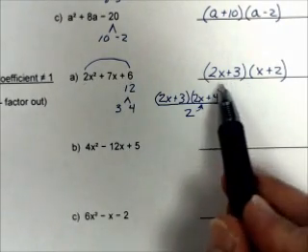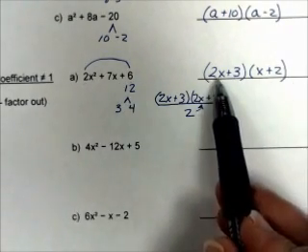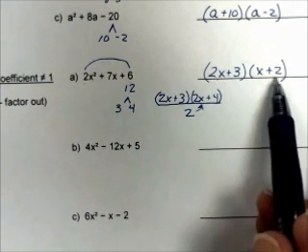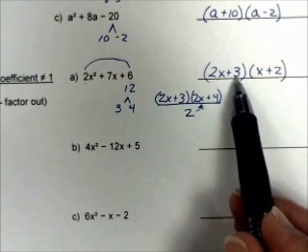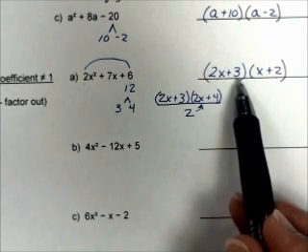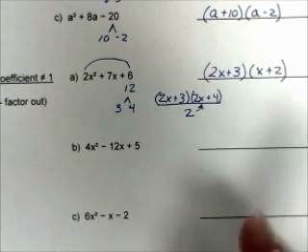Now to check it, we could simply FOIL. Right? First term's 2x times x is 2x squared. Outside, 2x times 2 is 4x, plus the inside, 3 times x is 3x, 4x and 3x is 7x, and last term's 3 times 2 is 6.